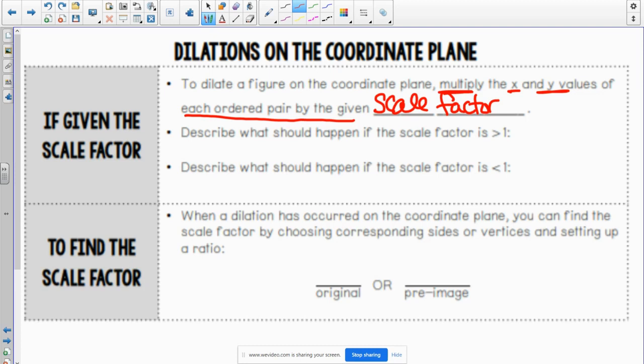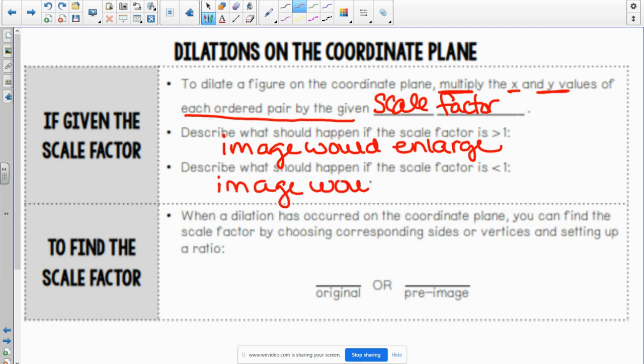Describe what would happen if the scale factor was greater than 1. You're multiplying times something greater than 1. That means the image would be enlarged. And describe what happens if the scale factor is less than 1. That means if you're multiplying by something less than 1, then the image would reduce.